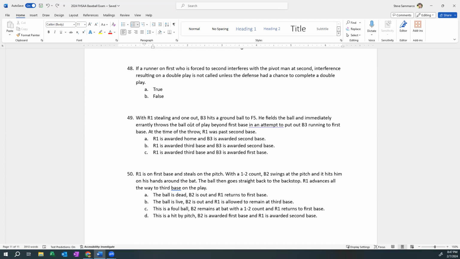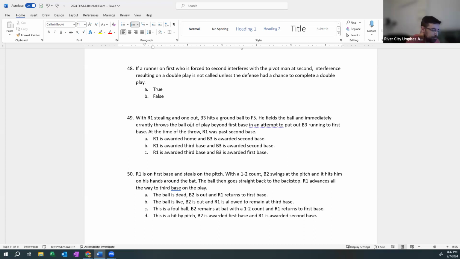Tom? Hey, how do you know if he had a chance at a double play? Because he interfered with him. So how do we know? Well, I think the same thing. He has the ball, so he has to have a chance. And he interfered with him, right?